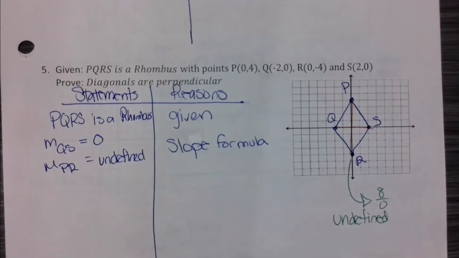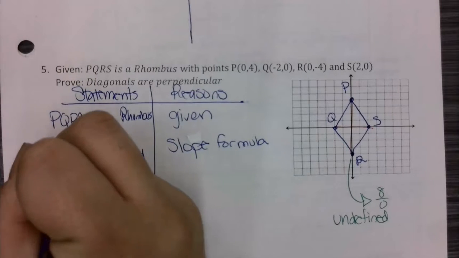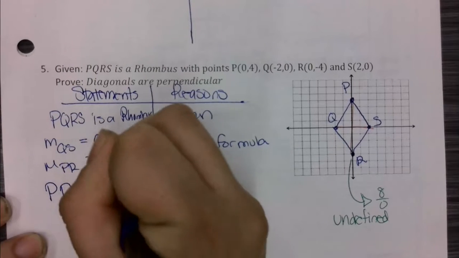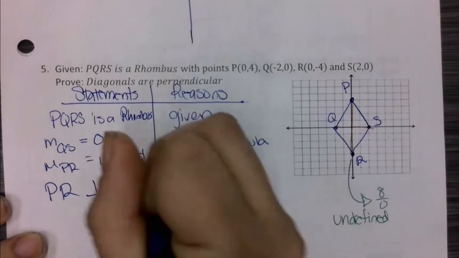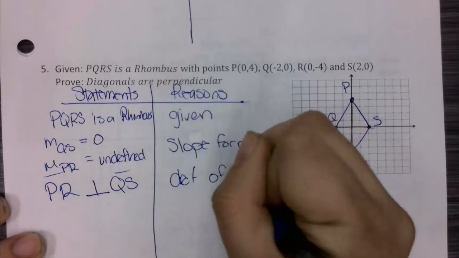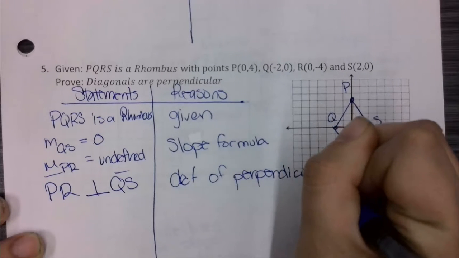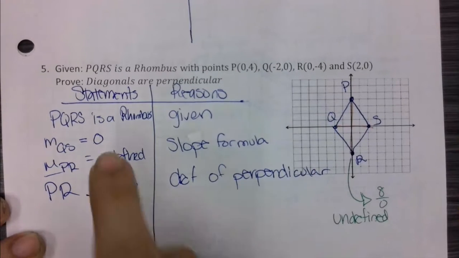Almost done with this one. Then I can say PR is perpendicular to QS by definition of perpendicular lines, because the opposite reciprocal of 0 is undefined.